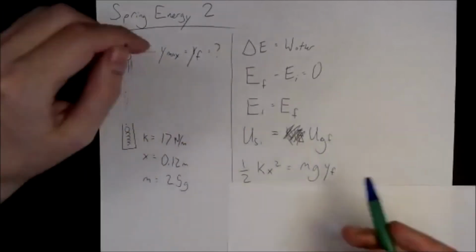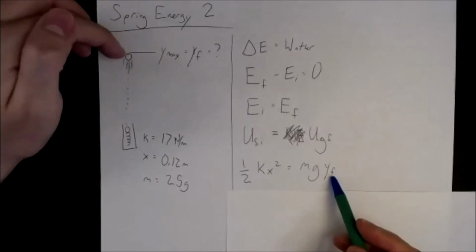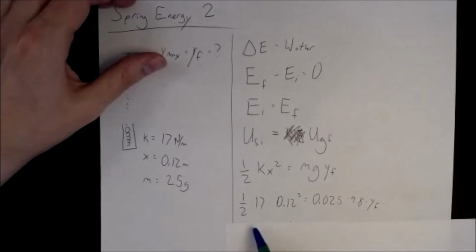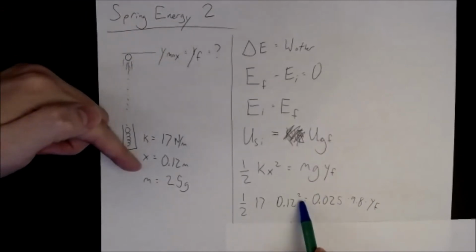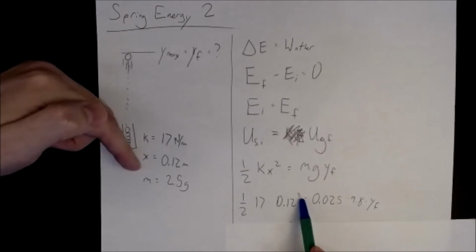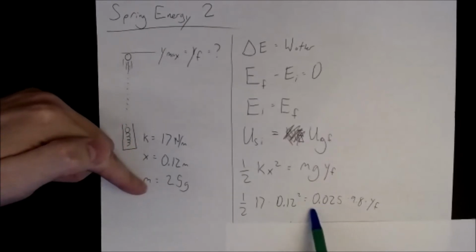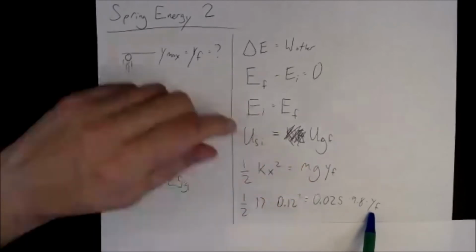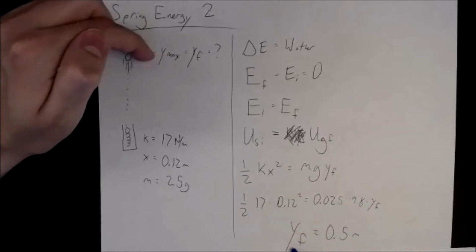I can plug in the equations. 1/2 kx squared is equal to mg y final, whatever the final height is. And then I can plug in everything I know, got the spring constant, got the x, I remember to square it. Remember to square it. People mess this up when they forget to square. And that's equal to 25 grams or 0.025 kilograms times the acceleration due to gravity, 9.8, times the final height, y, and I can solve for final height. It's about 1/2 meter.